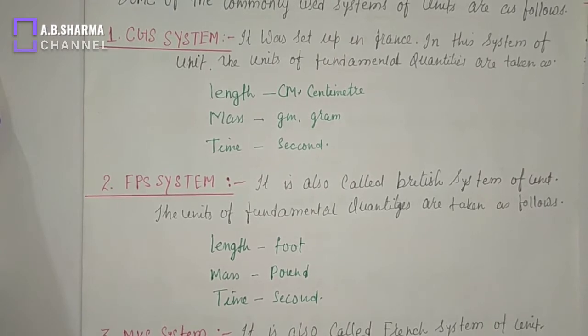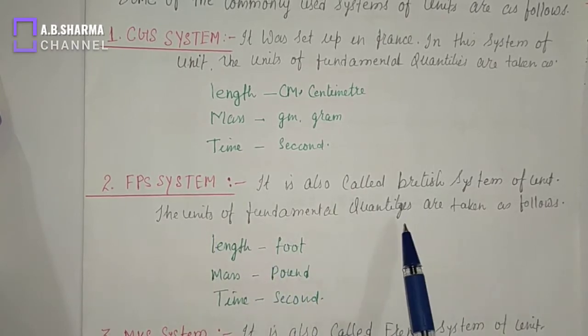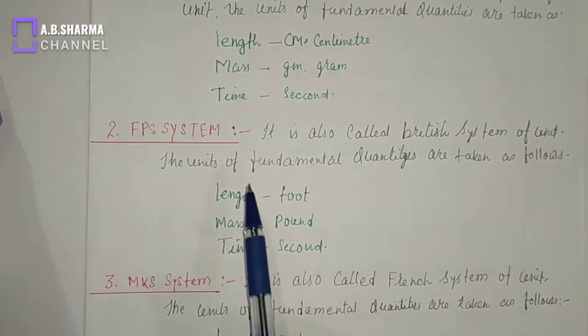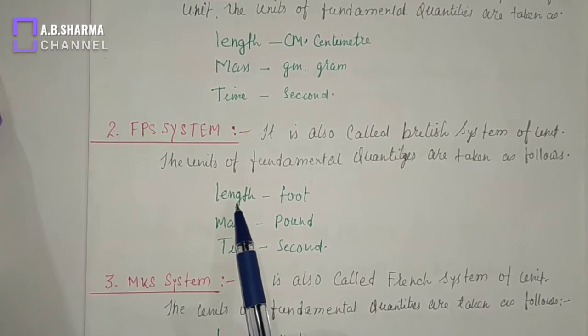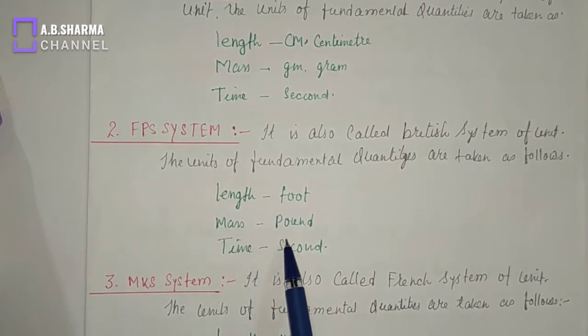After that the FPS system came into existence, and it is also called the British system of unit. In this system the units of fundamental quantities are: unit of length is foot, unit of mass is pound, and unit of time is second.